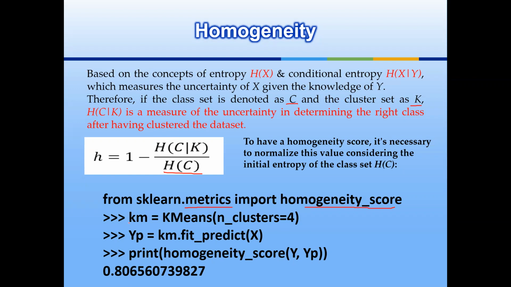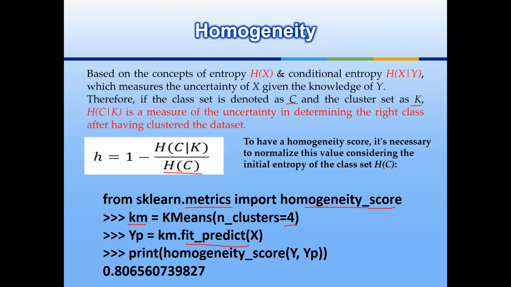After importing this package, you can create an object of the k-means algorithm, because we want to use the homogeneity score to measure the performance of the clustering algorithm. So km equal to KMeans, with the number of clusters, 4 for example. Then fit the k-means model: yp equal to km.fit_predict for the X data set, where yp is the predicted cluster label of the given data set.